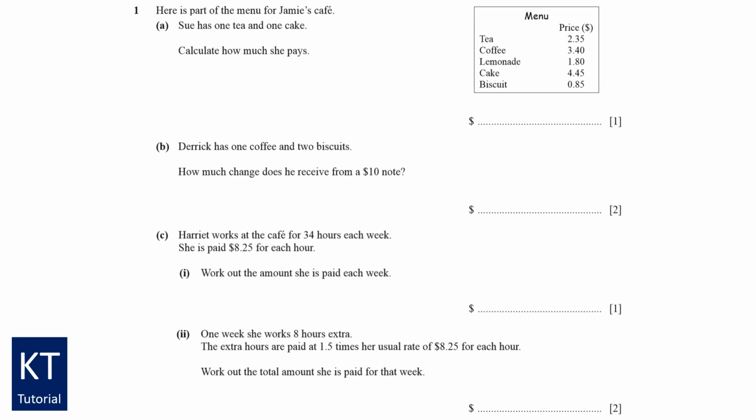Question 1. Here is part of the menu for Jamie's Cafe. Sue has 1 tea and 1 cake. Calculate how much she pays. The amount adds up to 680.